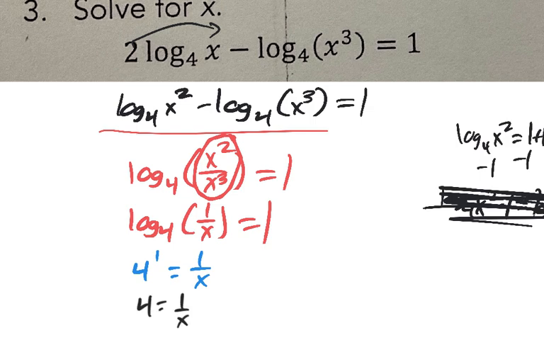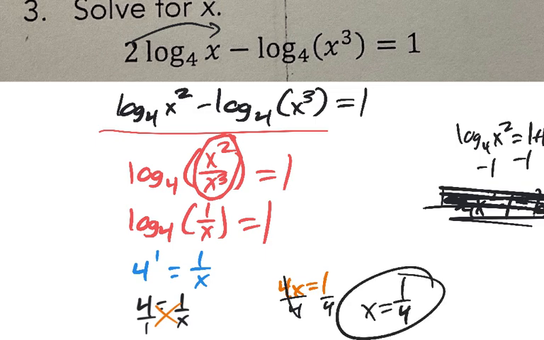So for me, the right side, the x is stuck in the denominator. So I would write the other side over 1, make this a fraction equal to a fraction, and cross multiply. So 4x equals 1. Divide by 4, so x must equal 1/4.